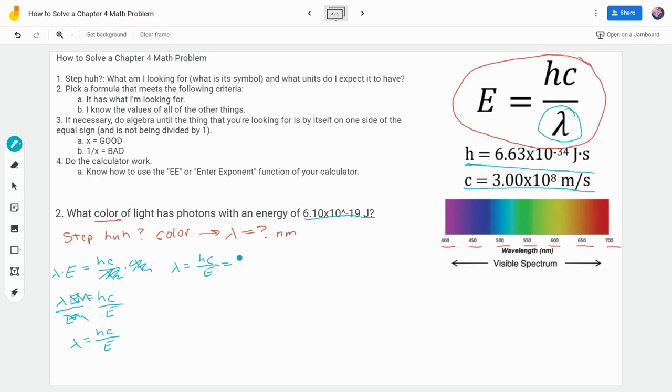So what we really want is 6.63 times 10 to the minus 34th. And it's got units too, but I'm being lazy about the units. Times our number for c, 3.00 times 10 to the 8th. And all of this divided by E. And E is 6.10 times 10 to the minus 19th joules.